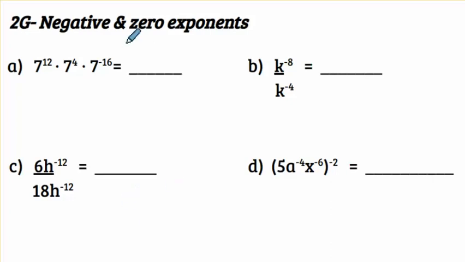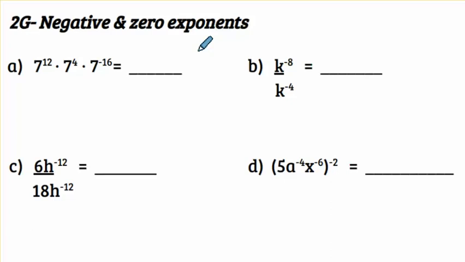So, funny story. This is what was supposed to be printed on your quiz sheet: 7 to the 12th times 7 to the 4th times 7 to the negative 16th power, in which case you would have gotten 7 to the 0 power, which of course is equal to 1, and that's why this was in this section of negative and 0 exponents.